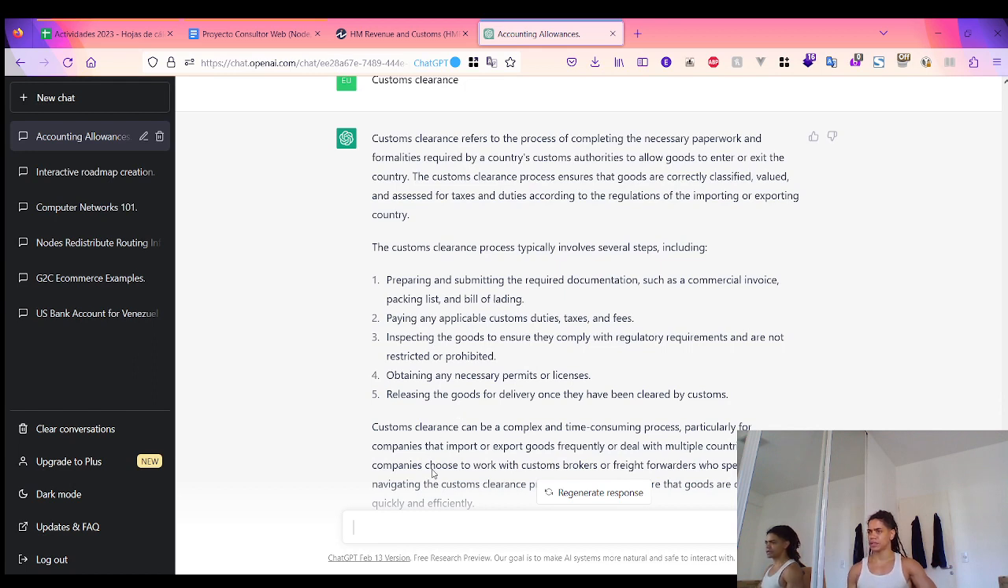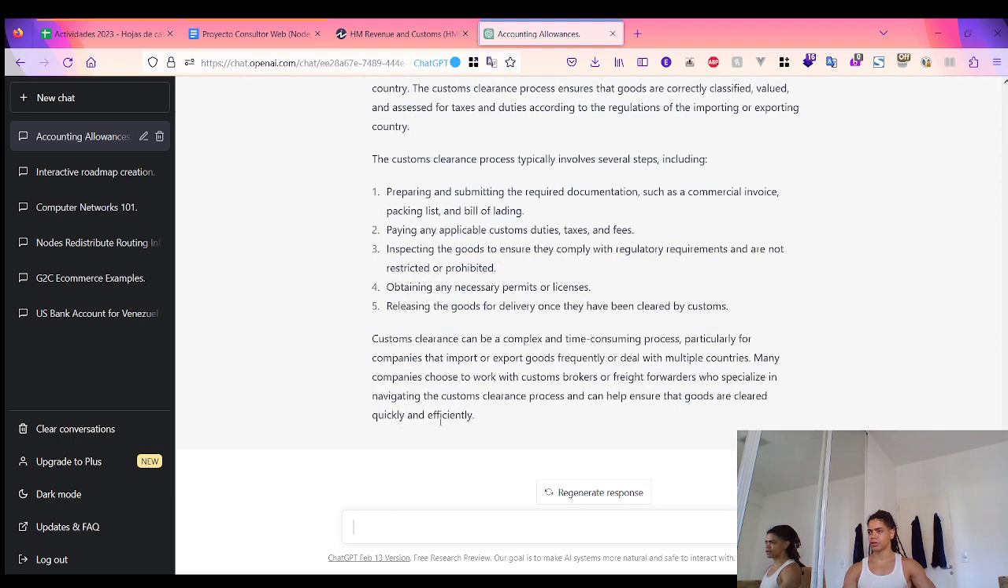The customs clearance process typically involves several steps, including preparing and submitting the required documents such as the commercial invoice, packing list, and bill of lading, paying any applicable customs duties, taxes, and fees, inspecting the goods to ensure they comply with regulatory requirements and are not restricted or prohibited, obtaining any necessary permits or licenses, and releasing the goods for delivery once they have been cleared by customs. It can be a complex and time-consuming process, particularly for companies that import or export frequently or deal with multiple countries. Many companies choose to work with customs brokers or freight forwarders who specialize in navigating the process and can help ensure goods are cleared quickly and efficiently.